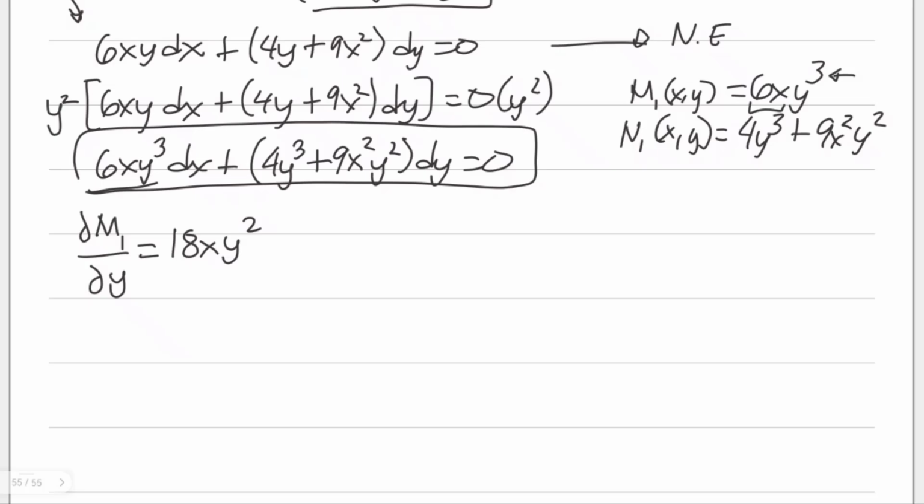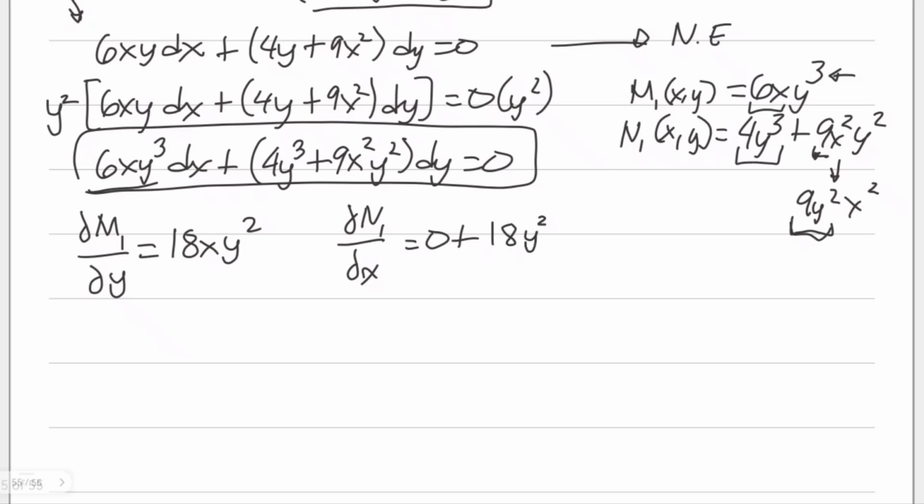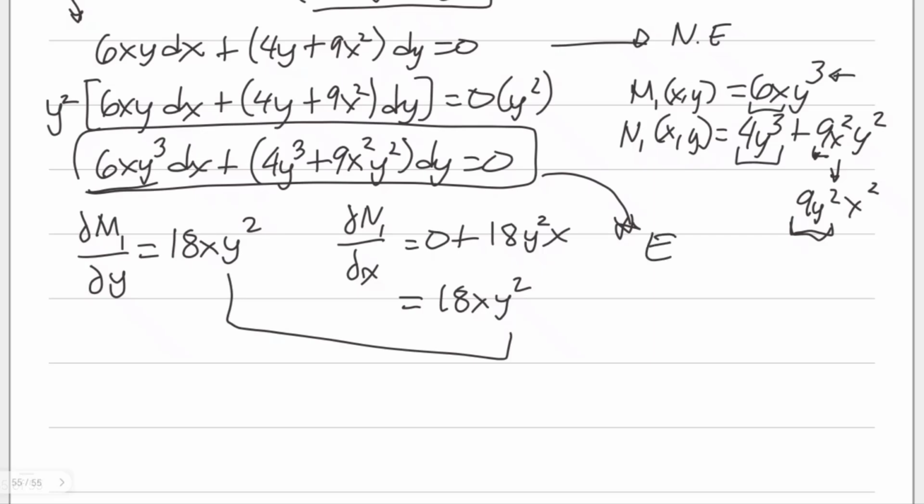Continue for our partial derivative of N sub 1, with respect to x. So this is constant, that's 0, plus this would be, sorry, this could be written as 9y squared, that's constant, times x squared. So derive x squared with this as constant, so that's 2 times 9, 18, y squared x, or you can rearrange this to 18xy squared now. As you can see, they are equal to each other, and this is now an exact differential equation. So from a non-exact, we came up with an exact differential equation.